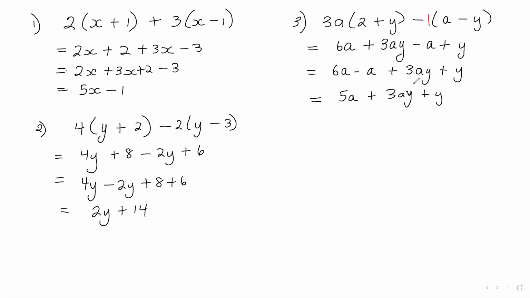And like I said, if you have no number or letter term in front of the bracket, just put a one there. All right. So you're just going to be multiplying minus one by a and minus one by minus y or whatever you have in the brackets there. Cool, guys.